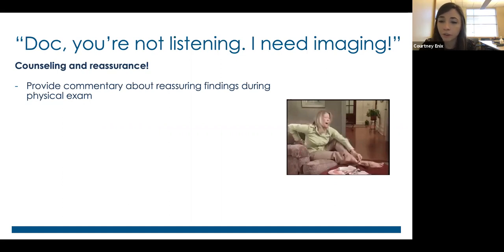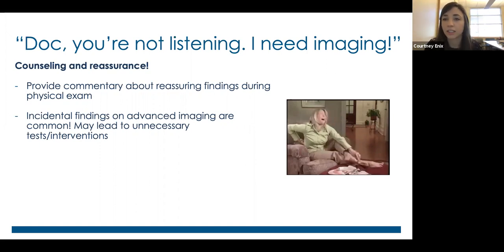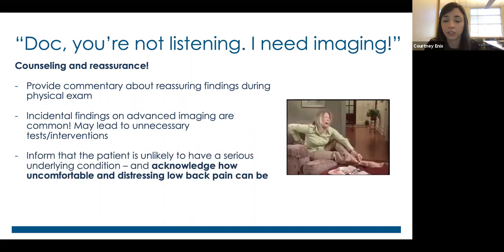So this doesn't have to be for every single step of the way, but maybe while you're checking their strength, say you have full normal strength in your legs and every muscle group that I tested. That is reassuring to me that this is maybe not related to some nerve injury, right? Giving them a little bit of guidance about what you're looking for, what you're checking for, because that's what they're worried about. And acknowledging what we already talked about, that incidental findings on advanced imaging are really common and they can lead sometimes to unnecessary tests and interventions for patients.